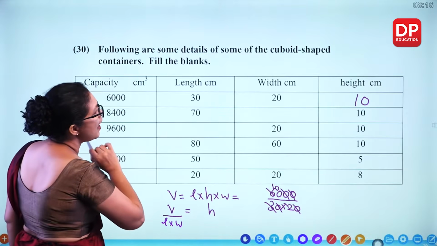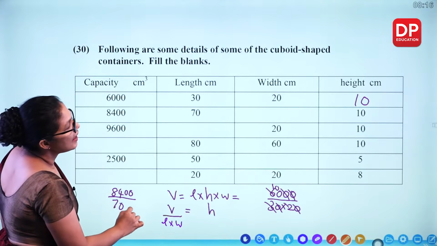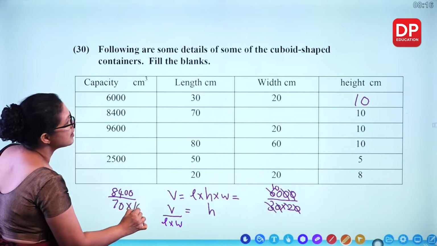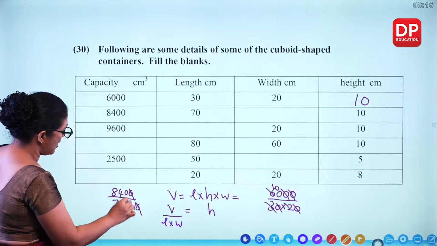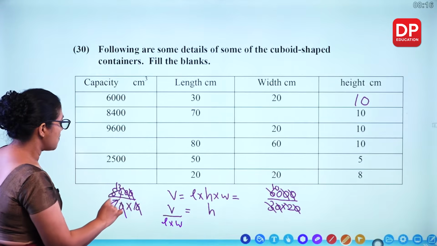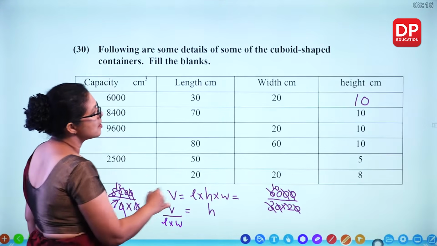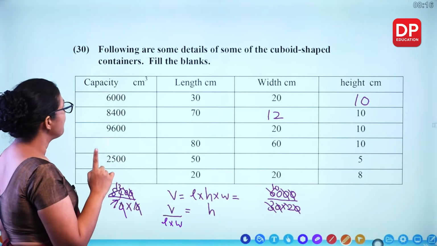Divide by length and height. 70 and height. You get width. It's 2 zeros and 7 times 1, 7. 7 times 2, 14. 12 centimeter is the width.